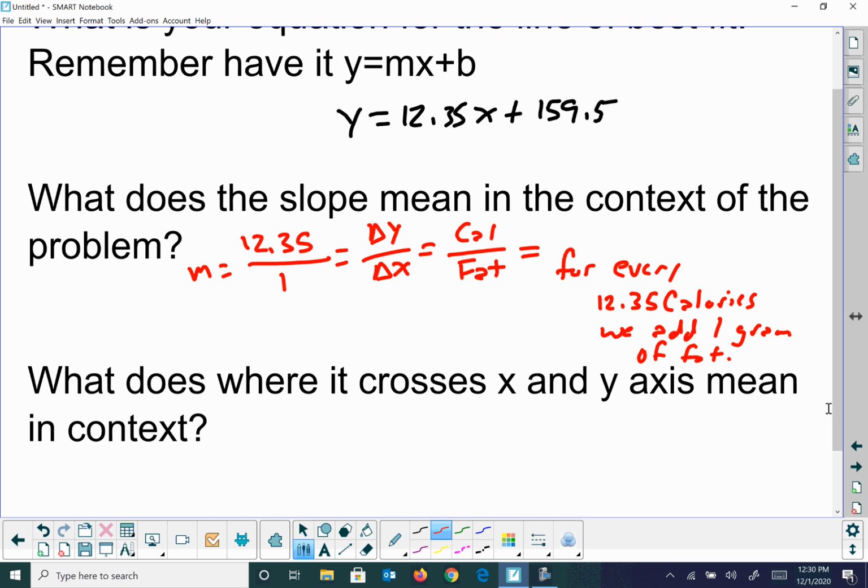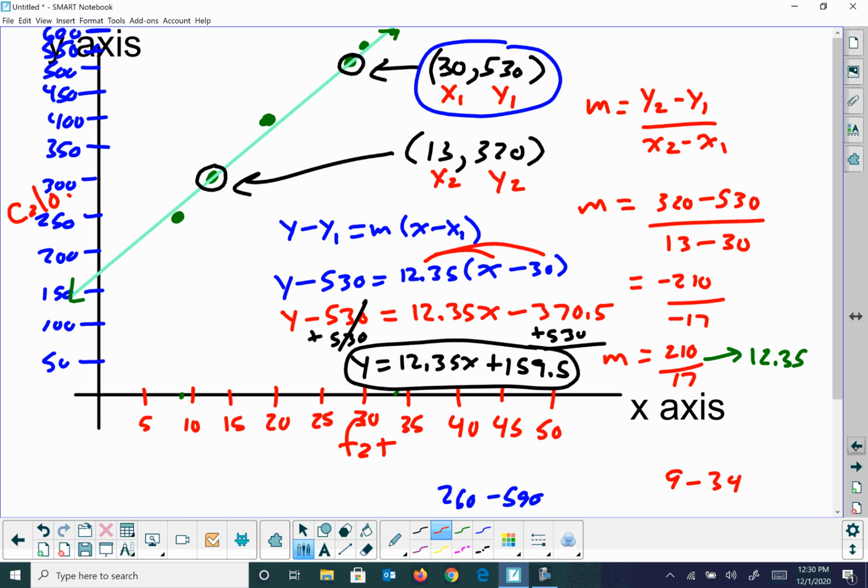Now, our line of best fit, where does it cross the x-axis? Well, if we go back to our original graph, it's going to cross the x-axis way back here in the negative region. So that's kind of funny because that would mean we would have negative fat with calories. Well, we're not going to have negative fat in something. But think about where it crosses the y-axis. The y-axis crossing is right here.